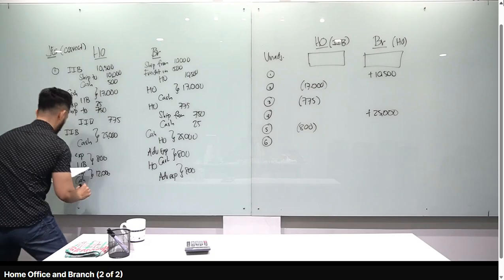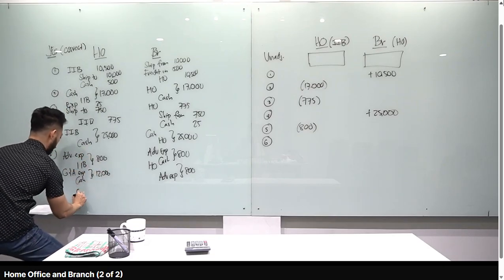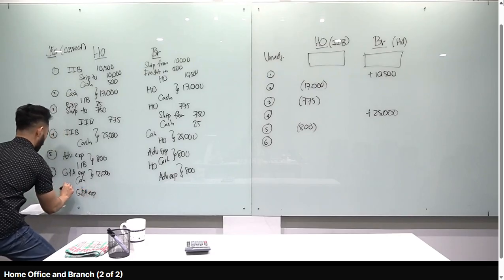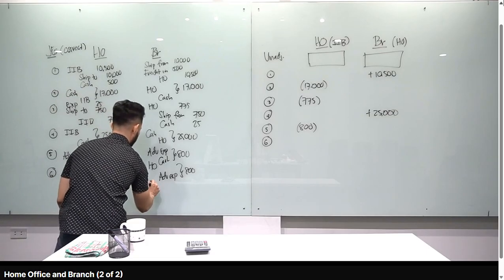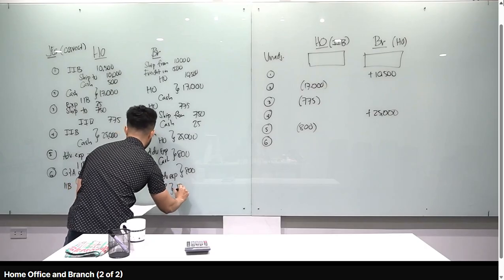Okay. Pero, i-allocate yan kay branch. So, tatanggalin ni home office yan sa books niya. Credit general and admin expenses. Okay? Debit investment in branch, 12,000. So, books naman ni branch, dapat siya mag-record ng general and admin expenses na yan. Debit G&A expenses, credit home office, you have 12,000.